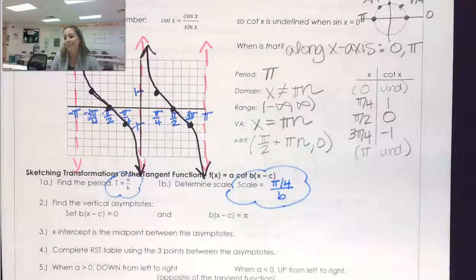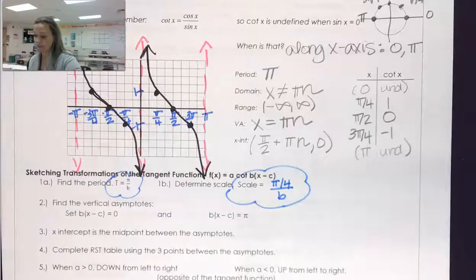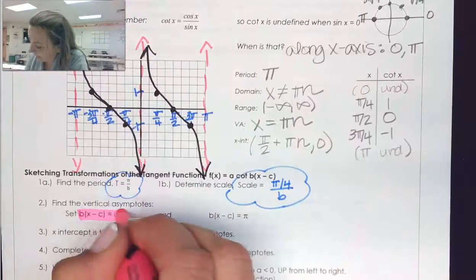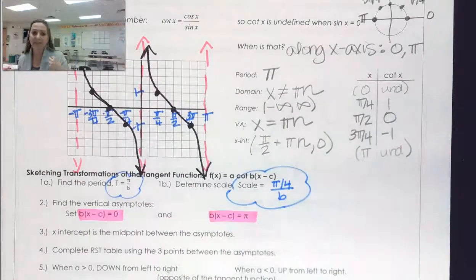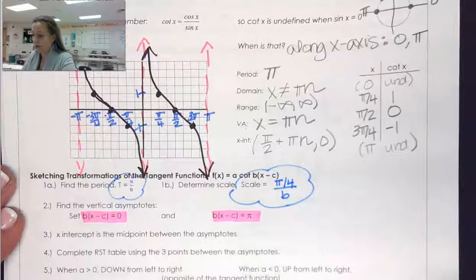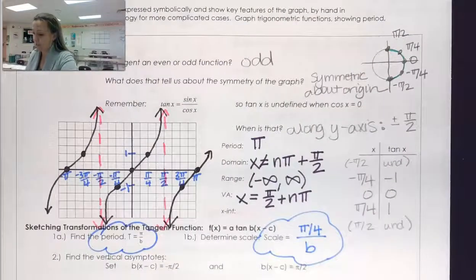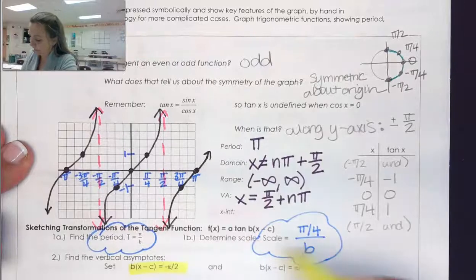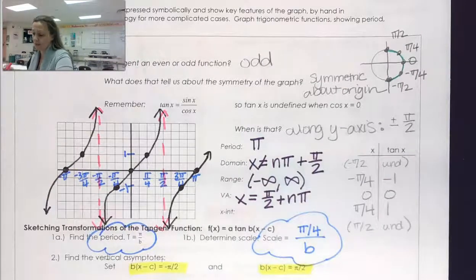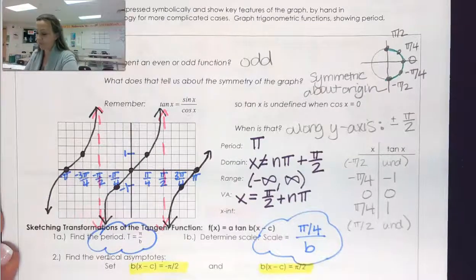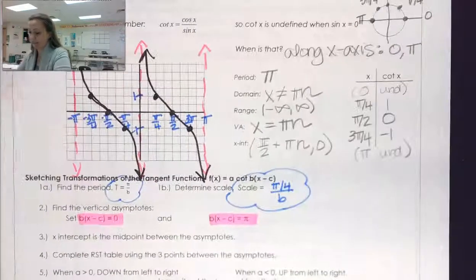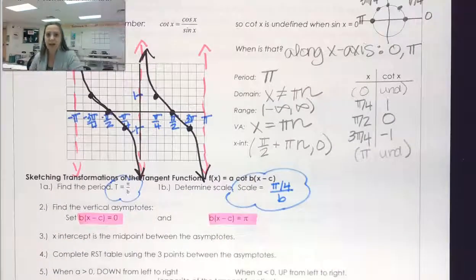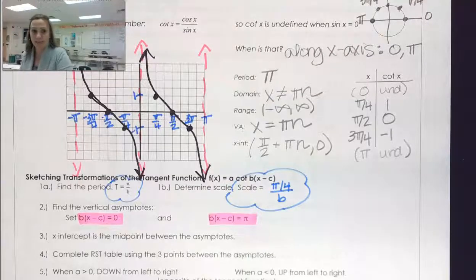But notice that this time the vertical asymptotes are different for the cotangent, because cotangent has different places where it was undefined. So for the cotangent, notice that we set our asymptotes equal to 0 and to pi. Whereas for the tangent function, notice that to find the asymptotes, we set what you were taking the tangent of to -pi over 2 and pi over 2. Notice that if it's the cotangent, we take what we're taking the cotangent of and set it equal to 0 and pi. Again, the x-intercept is the midpoint between the asymptotes.